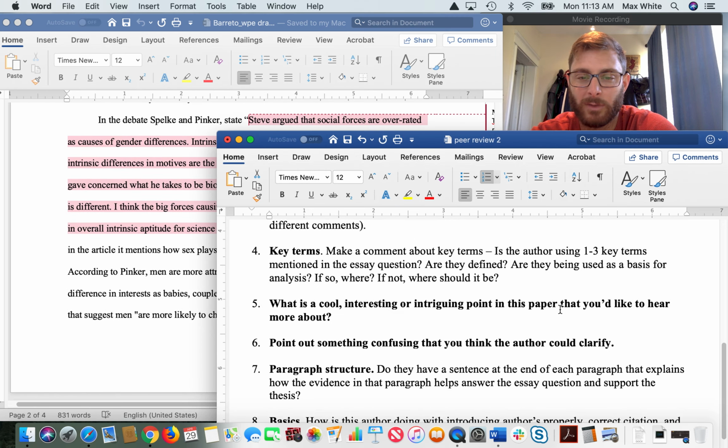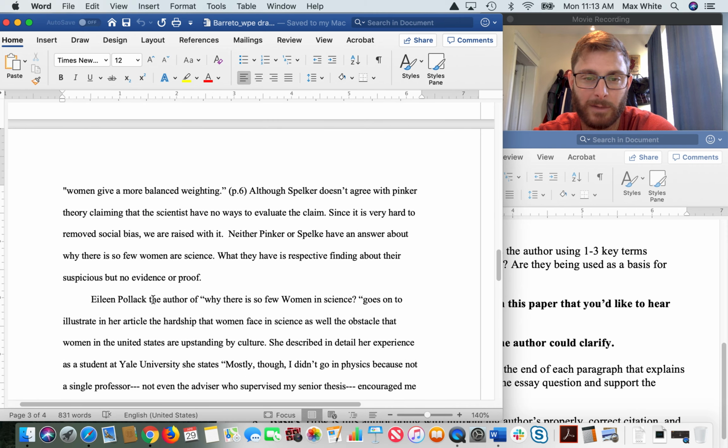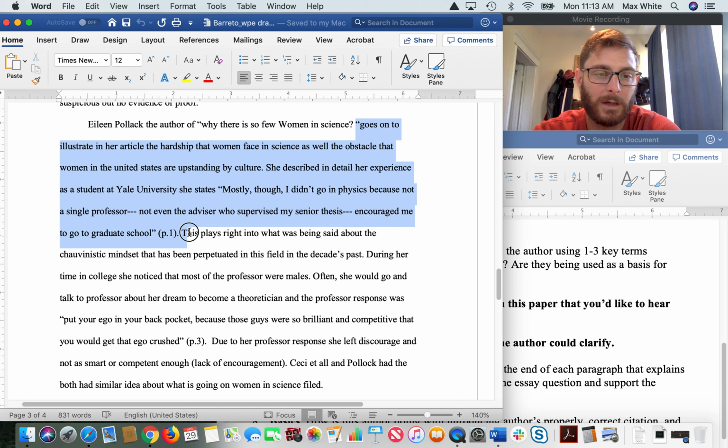And of course, that speaks to number 4, make a comment about key terms. Are they defined? Use them as a basis of analysis. Let's see if we see that anywhere. Next paragraph. Eileen Pollock, the author of Why There Are So Few Women in Science, goes on to illustrate in her article the hardship that women face in science, as well as the obstacle, blah, blah, blah. You can read it.